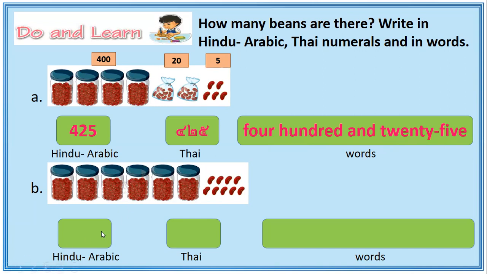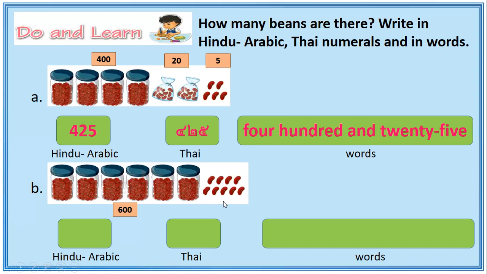Next, letter B. So let us count the number of jars of beans. 1, 2, 3, 4, 5, 6. So here we have 6 jars of beans. And again, each jar contains how many pieces of beans? Very good. It contains 100 pieces of beans. So all in all, how many beans are there in these 6 jars? Very good. So this is 100, 200, 300, 400, 500, 600.